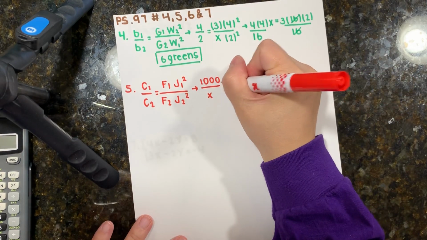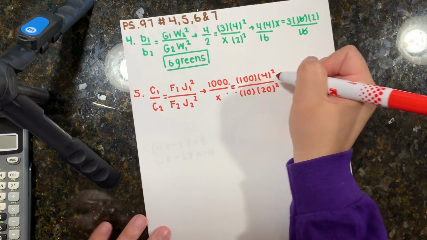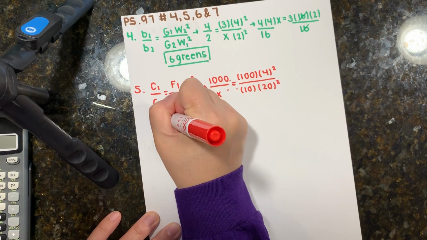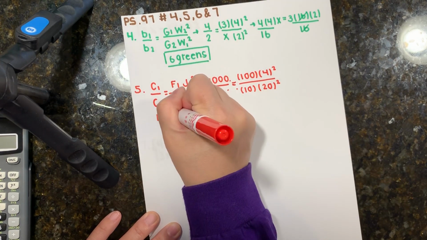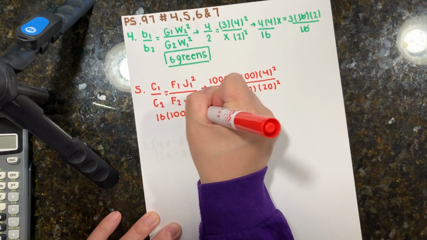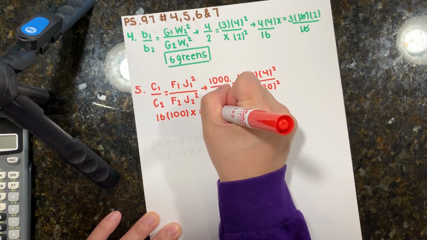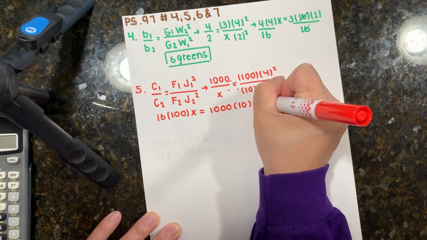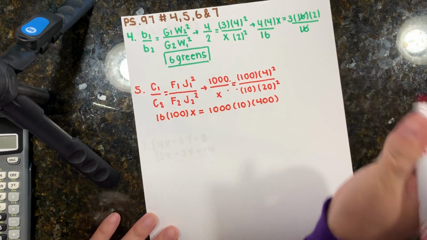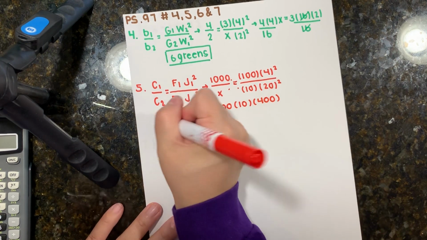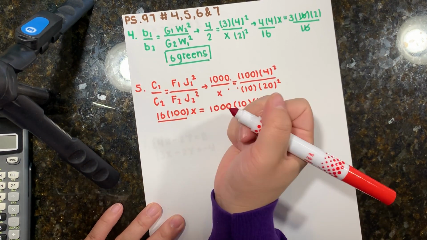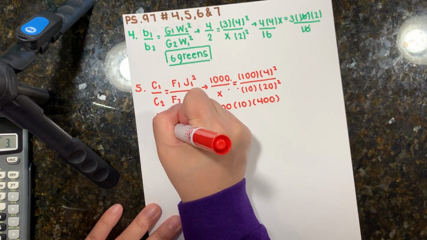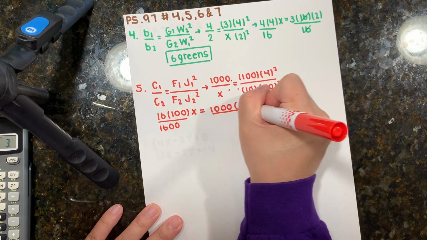Now you're going to cross multiply. So I know 4 squared is 16, so that would be 16 times 100. X is equal to 1,000 times 10 times 400, because 20 squared is 400. And then we're going to divide by, so you know that 16 times 100 would be 1,600.